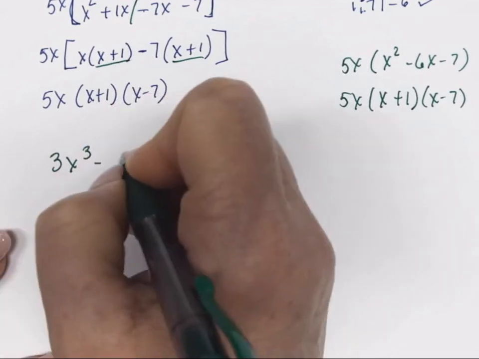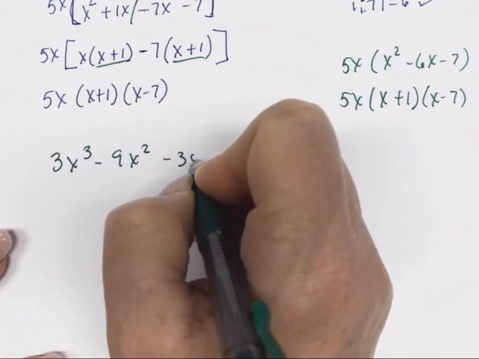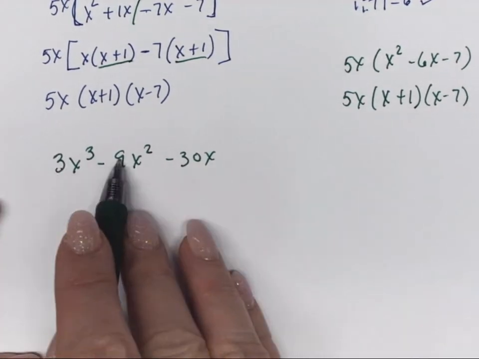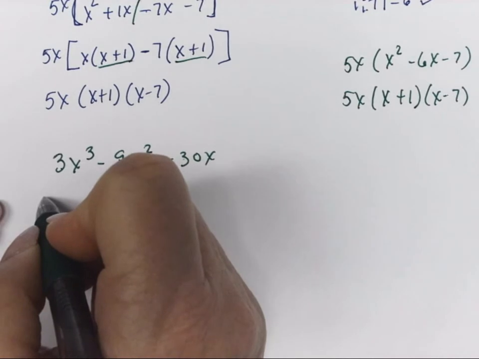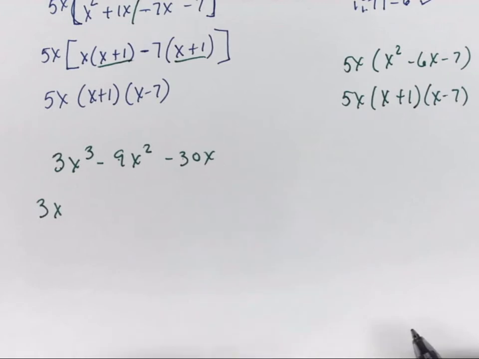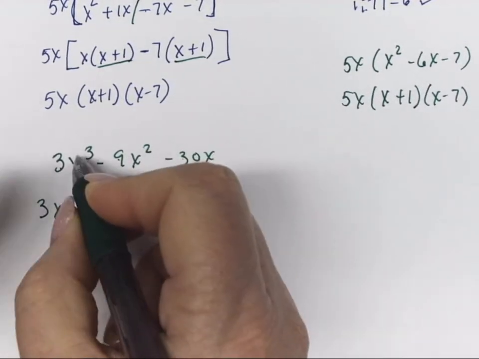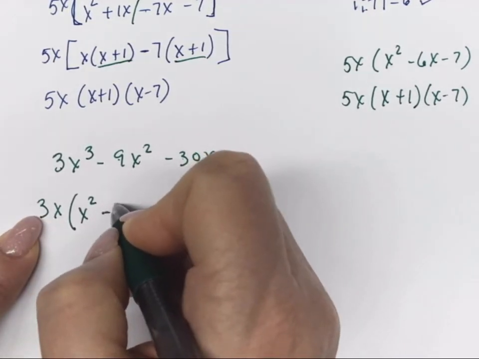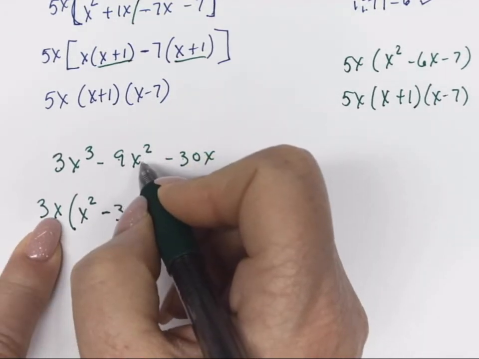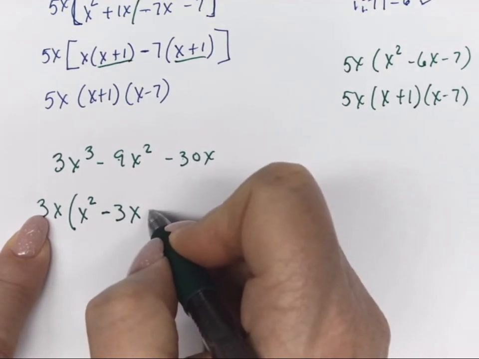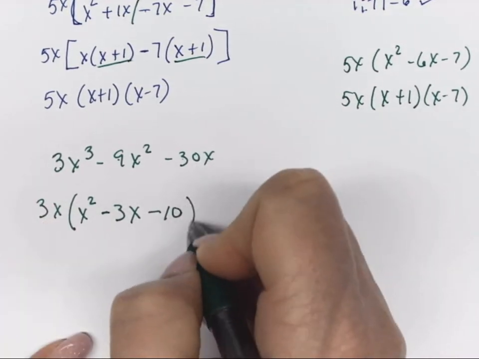So 3x cubed minus 9x squared minus 30x. So again, we're looking for a GCF. Between a 3, a 9, and a 30, they all divide by 3, and they all have an x, with our lowest exponent being x to the first. So this will leave us with an x squared. Negative 9 divided by 3 will get us negative 3. X squared divided by x will leave us with 1x. Negative 30 divided by 3 would get us a negative 10, and our x's will cancel.